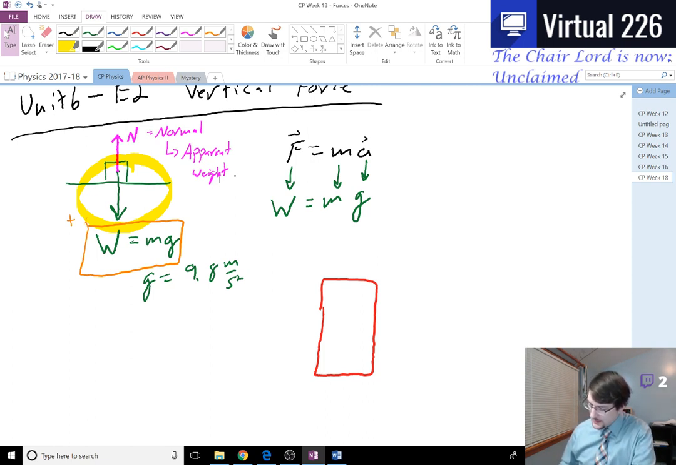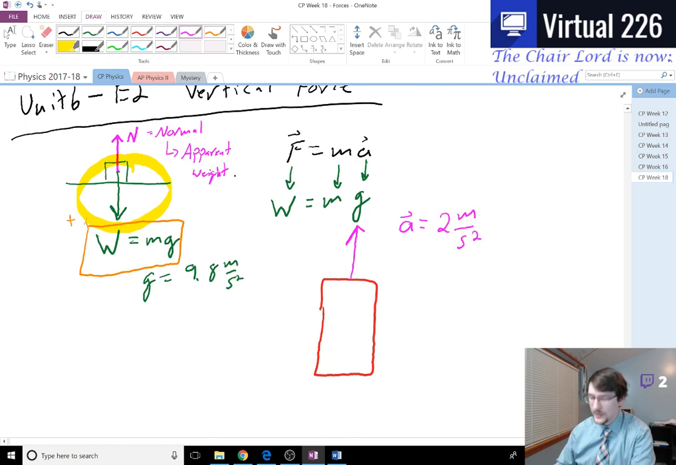We can do that. Let's get the elevator to go upwards. Okay, so let's imagine that this elevator is going upwards. Let's say it accelerates in the beginning at a value of 2 meters per second squared. So it's just going to accelerate upwards.